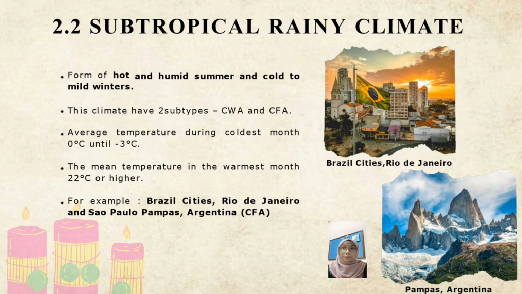Now we will talk about subtropical rainy climate. In this type of climate, summers are hot and humid while winters are cold to mild. There are two subtypes, CWA and CFA. The average temperature during the coldest month ranges from 0 degrees Celsius to negative 3 degrees Celsius. Meanwhile, the mean temperature in the warmest month is 22 degrees Celsius or higher. For example, cities in Brazil like Rio de Janeiro and Sao Paulo, and the Pampas region in Argentina, fall under the CFA subtype of this climate.